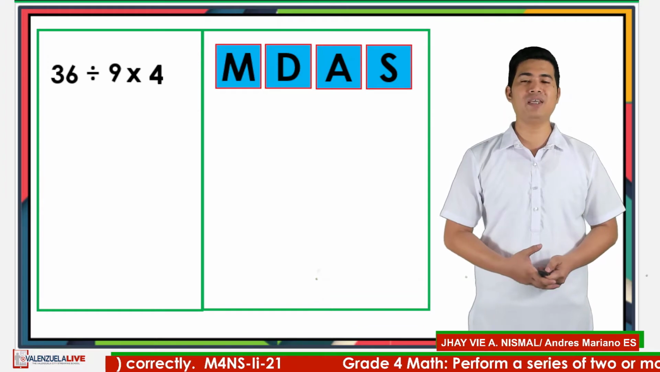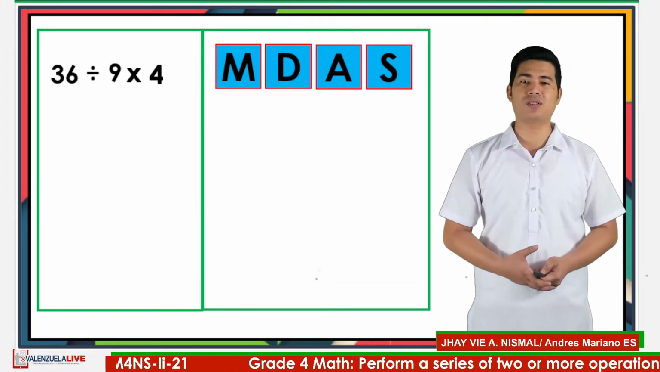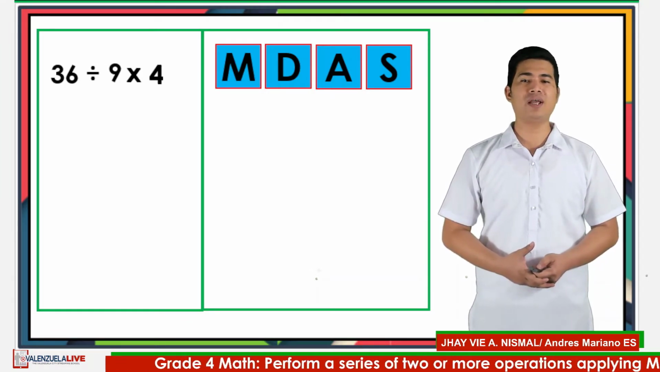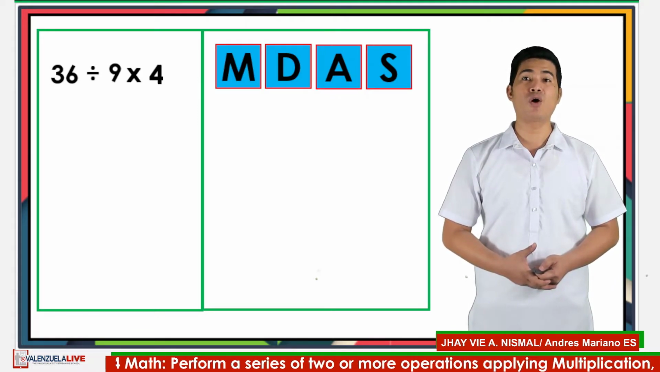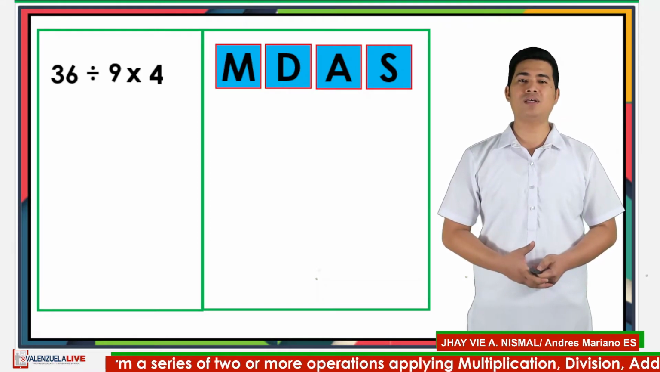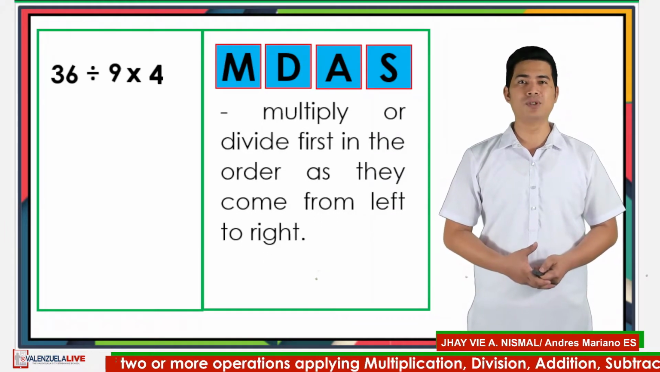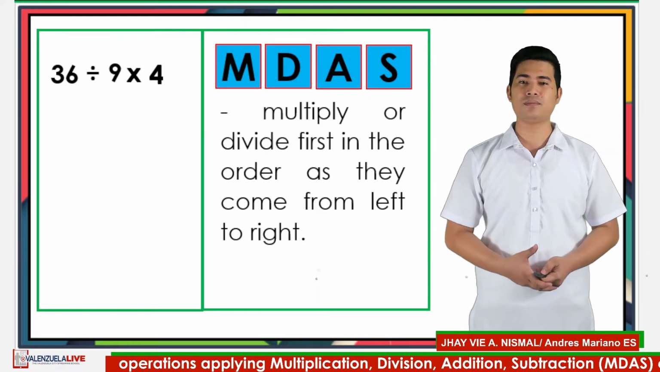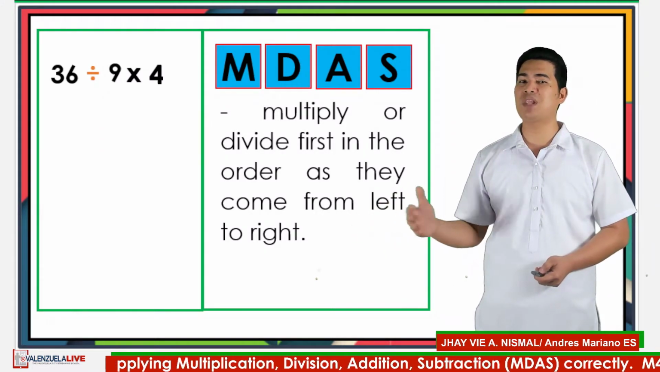36 divided by 9 times 4. What operation are present in the expression? Correct. We have division and multiplication. What operation must be executed first? Is it division or multiplication? Why? Good. First, we need to execute division before multiplication. Why? The rule says, multiply or divide first in the order as they come from left to right. As you noticed, division comes first in the order from left to right.